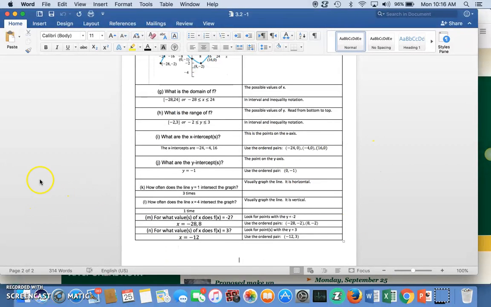All right, kind of a detailed reading of the graph. Not hard, but just a detailed reading. Just be careful.